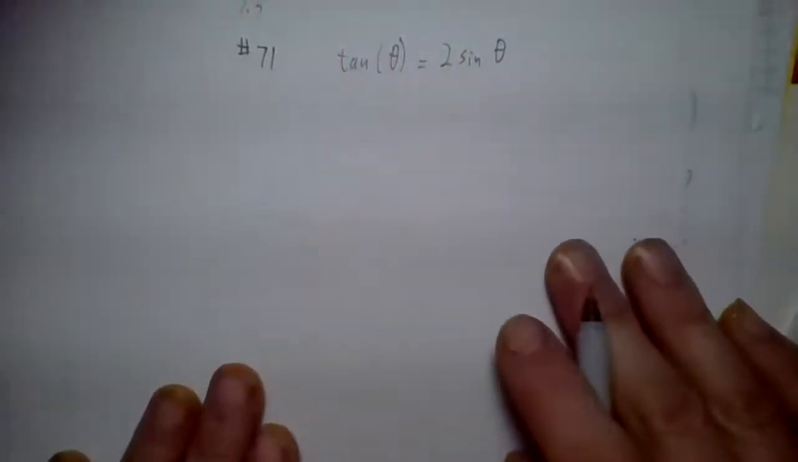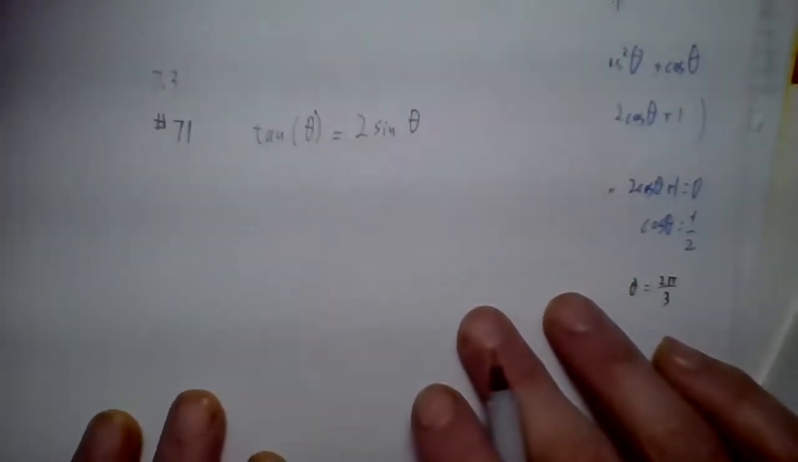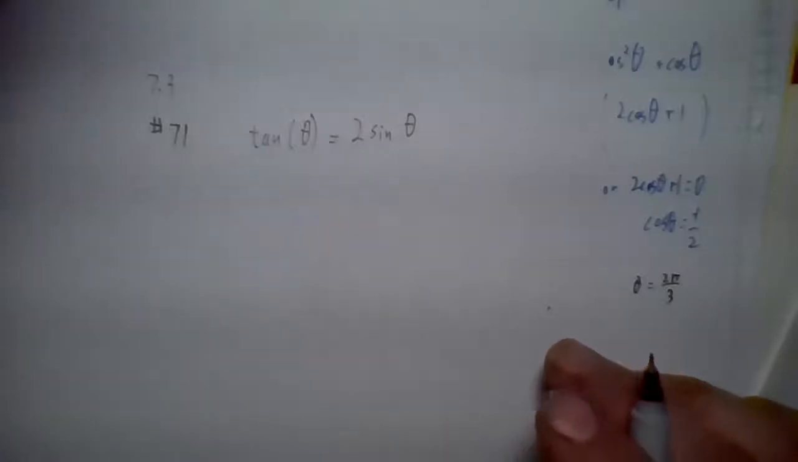Tangent theta equals 2 sine theta. And I want to do some graphical stuff on this also to think this through, because we're trying to remember what these graphs look like also, but you don't really need it for the equation. I'm just going to tie that up.